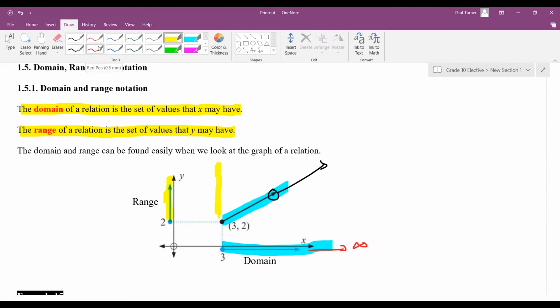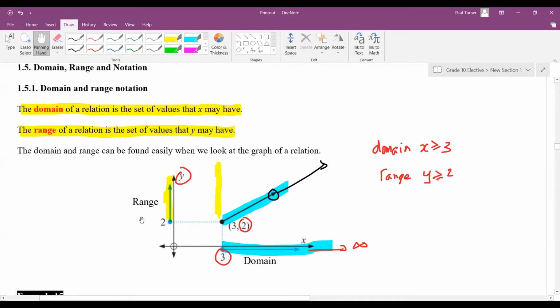So in that case, we could say our domain is x greater than or equal to 3. This is one way to write it. I'm just showing you the basic way at the moment. And your range is going from the bottom point up. So that's going to go from 2. The y value is 2, isn't it? So your range is going to be from 2 up. But you should write y because we're talking about range now. So y greater than or equal to 2. And there are other ways to write that.